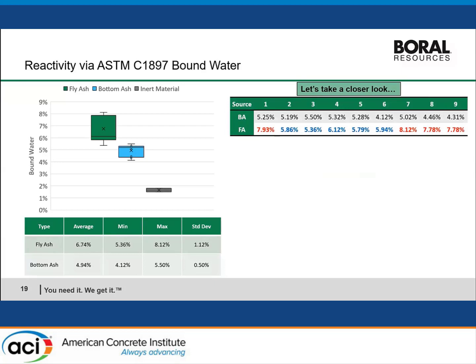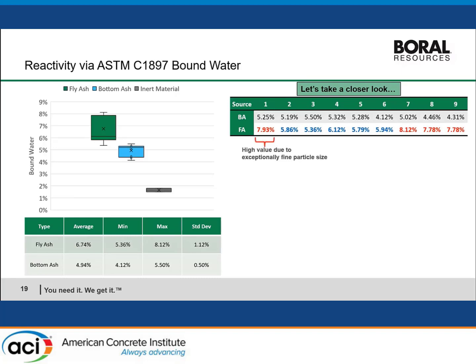And you can see that for the fly ash, there seem to be two different bands of data, one that's in the high 5% and another that's in the high 7%. This illustrates one of the aspects of the bound water test, which is that it's not particularly good at separating different types of reactivity. It just measures overall reactivity.